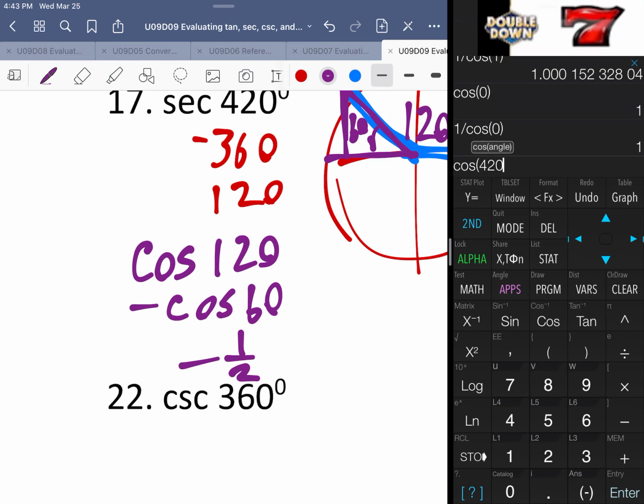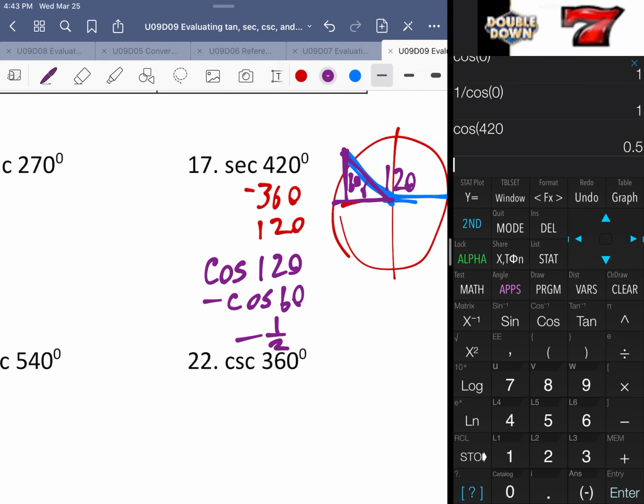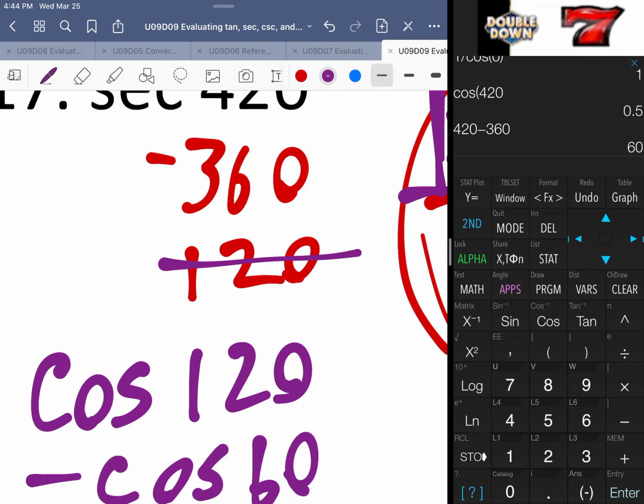So if I do cosine of 420, I should get negative a half. Oh, it's positive a half. Cosine's positive. And wait, hold on. 420 minus 360 is 60. Oh, I made an error before. The reference angle is not 120, it was 60.